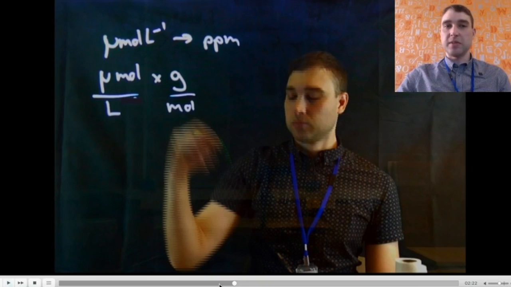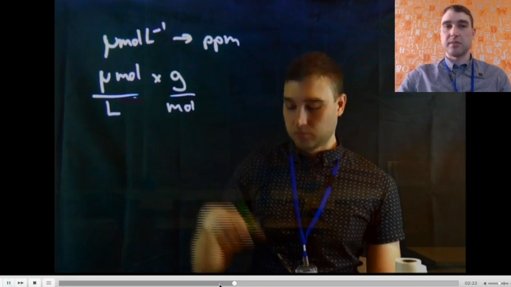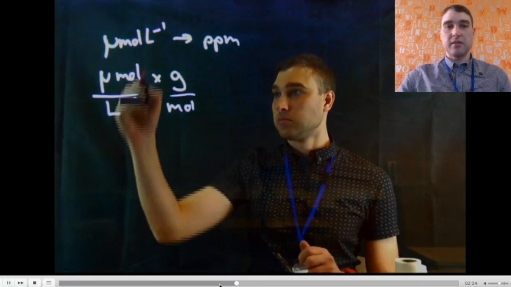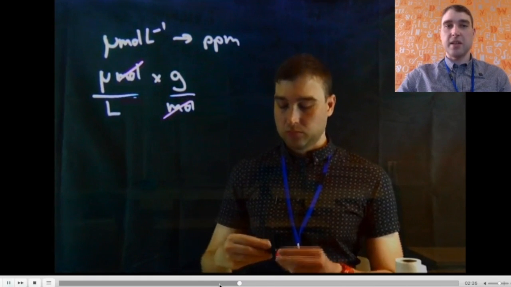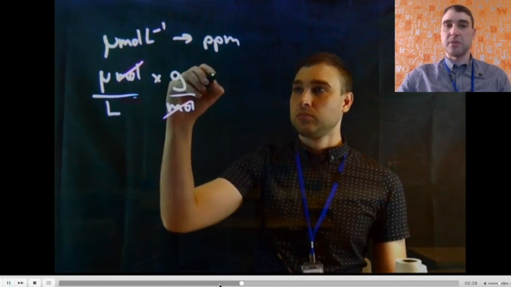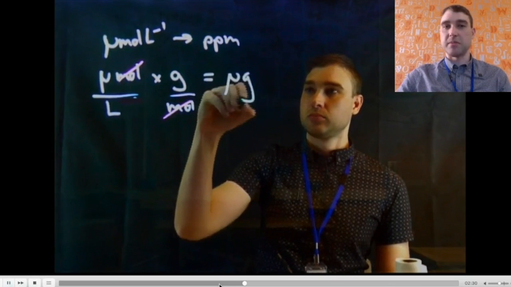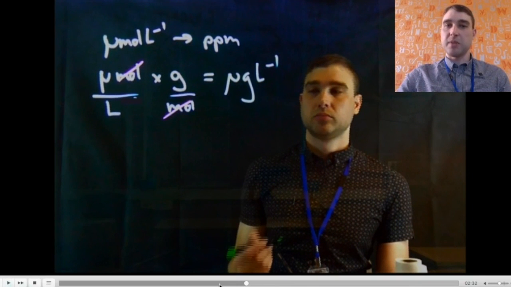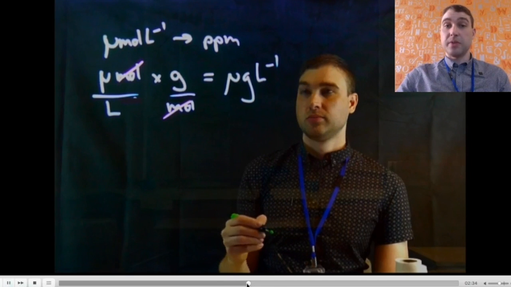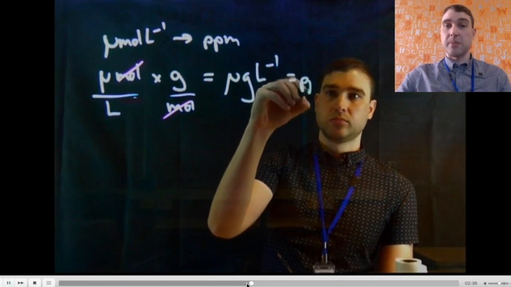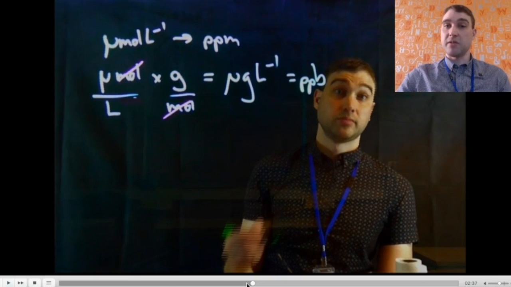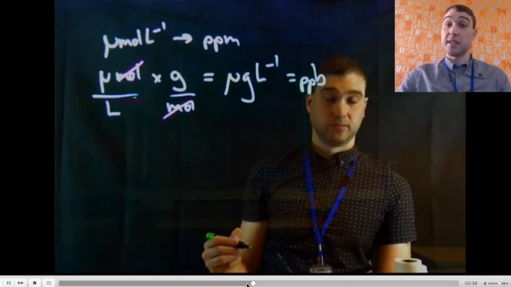Now the unit for molar mass is grams per mole. So if we have a look at this, we can start to cancel out some things. I can cancel out the moles on both sides there because I'm multiplying and then dividing by moles. So now my unit is micrograms per litre, which is a much more useful unit to use. A microgram per litre has another name, that's a part per billion. Remember, micro is times 10 to the minus 6, so microgram per litre is a part per billion. So that's a handy thing to have.